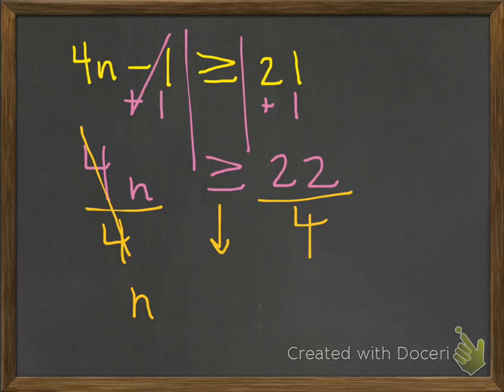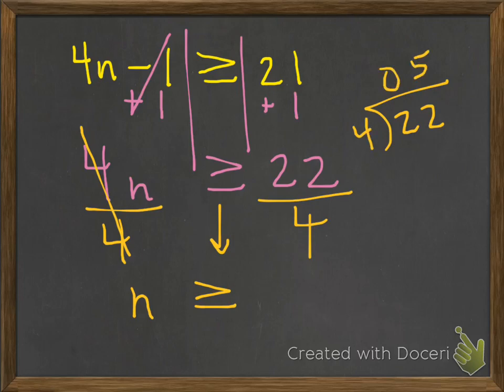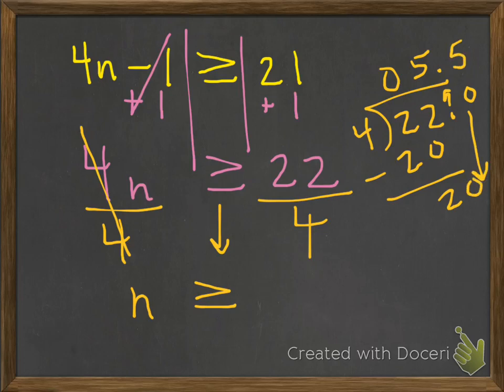Bring your sign straight down, is greater than or equal to, and 22 divided by 4, this isn't going to be a perfect number, so let's just quickly do that. 22 divided by 4. 4 doesn't go into 2, it goes into 22 5 times. I'm left with 2, grab a decimal, bring down a 0, 4 goes into 20 5 times. So n is greater than or equal to 5.5.